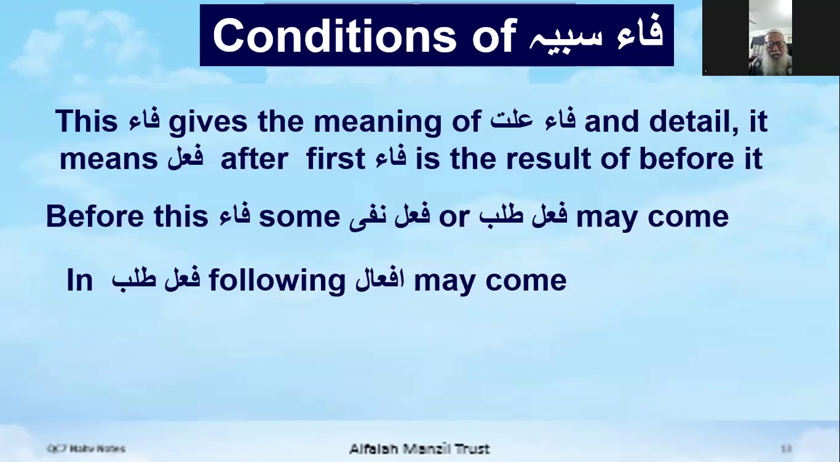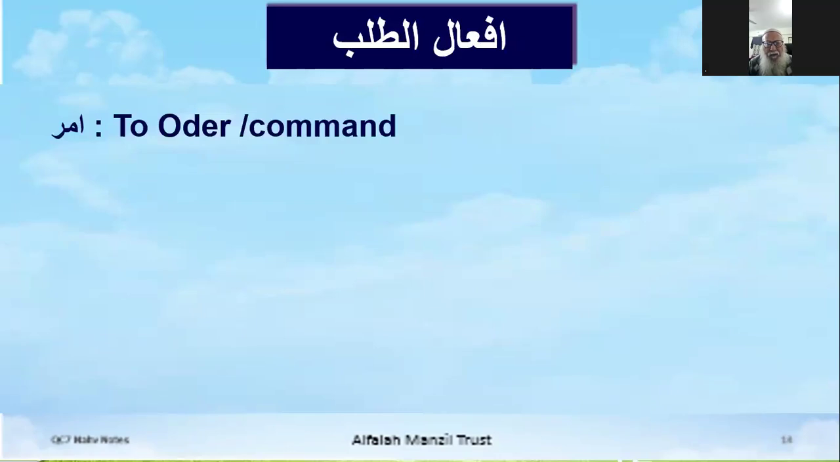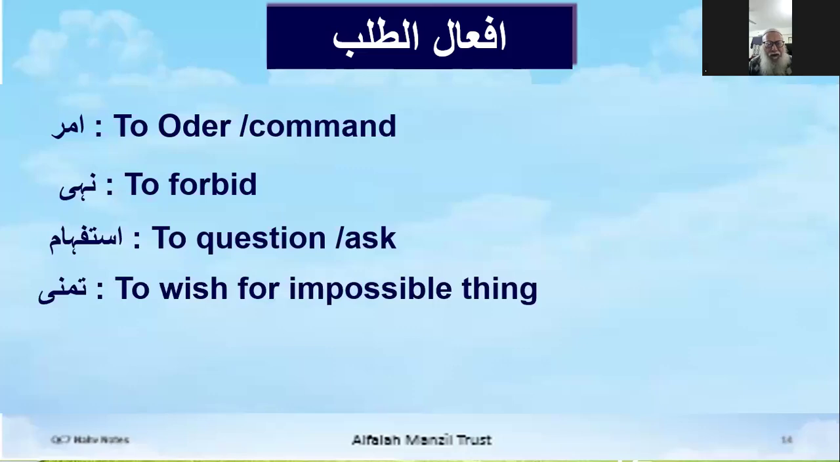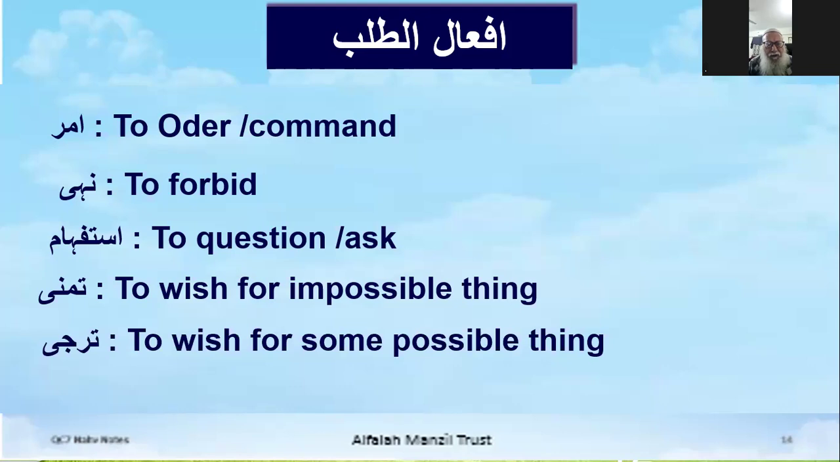In fi'l talab, the following come: tarji, tamanna, istifham, nahi, amr. So these are what cause the fi'l talab. Amr is the order, nahi is to forbid, istifham is the question, tamanna is the desire, tarji is giving the preference. Amr to order or command, nahi to forbid, istifham to question or ask. Tamanna to wish for impossible things. Tarji means to wish for some possible things. That is the difference between tamanna and tarji.